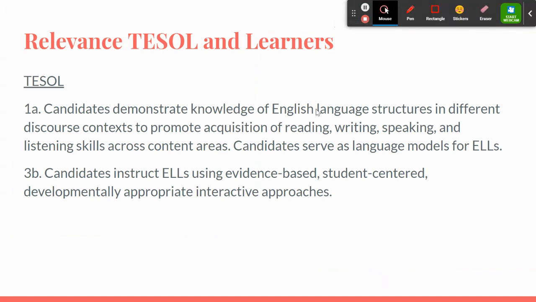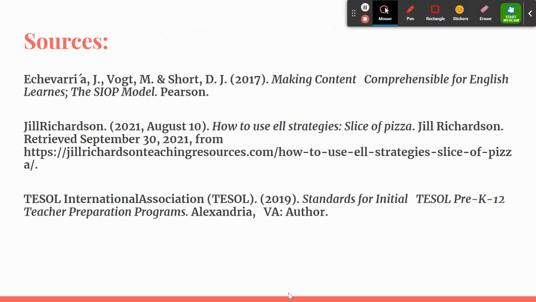All right, and here is some of my relevance to my learners. Candidates demonstrate knowledge of English language structures in different discourse contexts to promote acquisition of reading, writing, speaking, and listening skills across content areas. Candidates serve as language models for ELLs and instruct ELLs using evidence-based, student-centered, developmentally appropriate, interactive approaches. So that was my lesson.